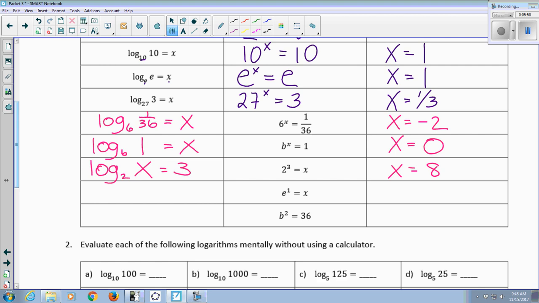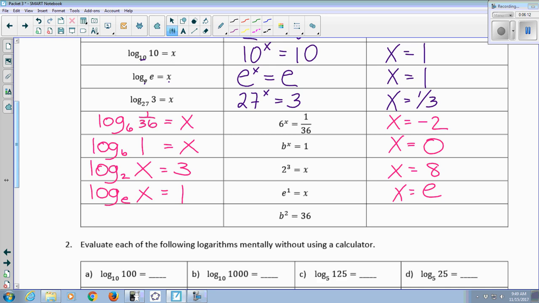All right, if e to the first equals x, I have log, my base is e. It has to equal the exponent, which is 1. So log base e of x equals 1. e to the first equals what? x equals e.